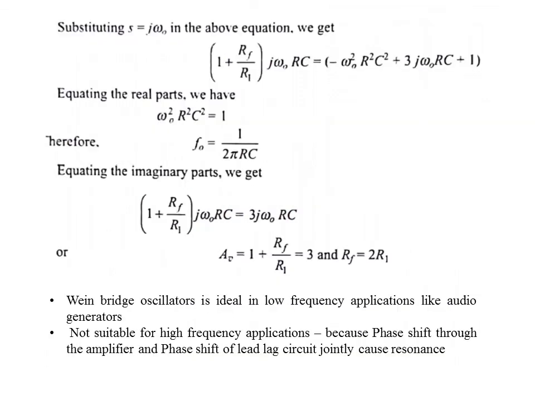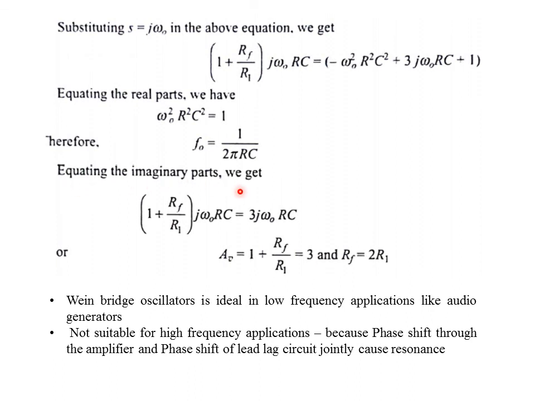Hence, substituting S equal to j omega naught, we are getting 1 plus Rf into j omega naught RC. Taking the denominator to the other side, you will be getting an expression. While equating the real parts, you see that on the left hand side there is no real part. So 1 minus omega naught squared R squared C squared equals 0. On simplifying, you will be getting the frequency of oscillation F0 equal to 1 by 2 pi RC. So the frequency of oscillation of a Wien bridge oscillator is F0 equal to 1 by 2 pi RC.